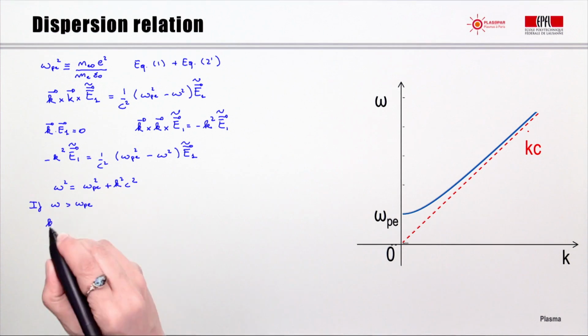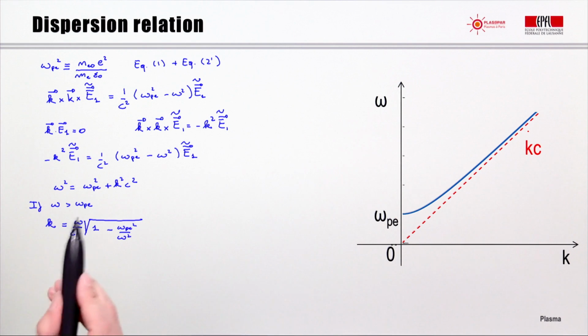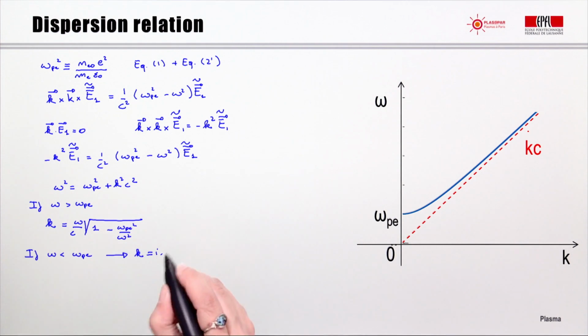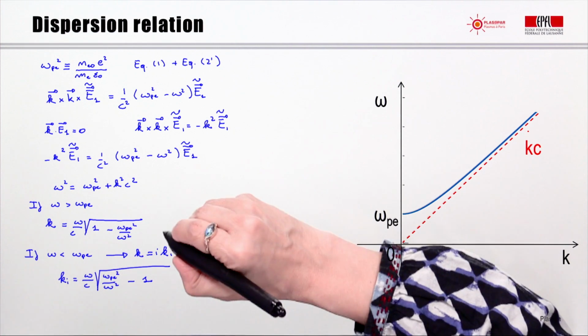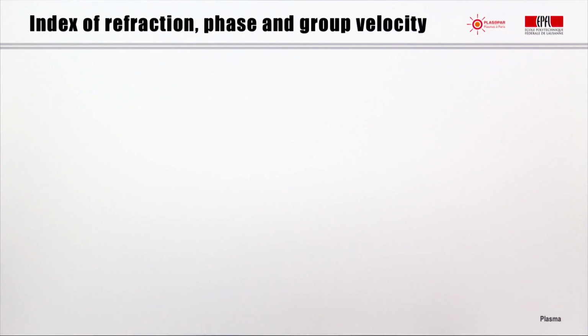We can now solve for k as a function of omega, where k is a real quantity only if omega is larger than omega p. However, we can still find a solution for k even in the opposite limit, but in this case, k will be purely imaginary. And the imaginary contribution is equal to this. We will discuss later the meaning of this solution, and for the moment we just focus on the previous case, that is on the case omega larger than omega p, and k real, that is the case of a propagating wave.